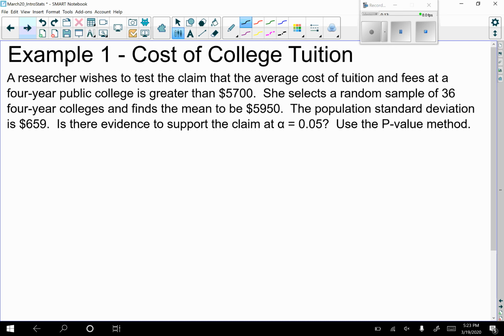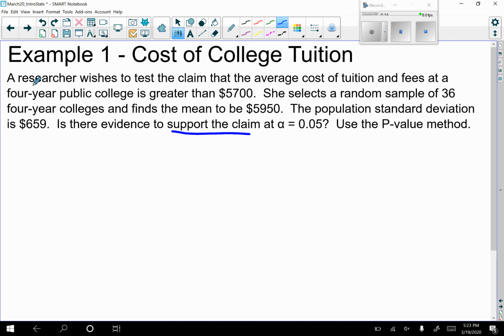Okay, here a researcher wishes to test the claim that the average cost of tuition and fees at a 4-year public college is greater than $5,700. She selects a random sample of 36 4-year colleges, finds the mean to be $5,950. The population standard deviation is $659. Is there evidence to support the claim? So remember, when we say support the claim, that means our claim should be the alternative hypothesis. At an alpha level here of 5%, we're going to use the p-value method.